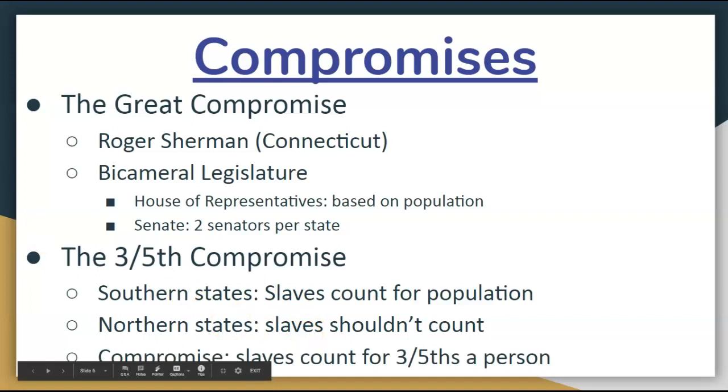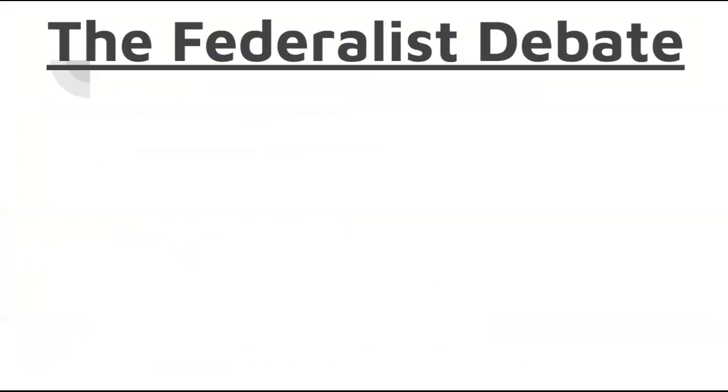The compromise is that each slave would count as 3/5 of a person towards a state's population. Please realize I am not saying that slaves count for 3/5 of a vote. Slaves count for 0 of a vote. They cannot vote. Slaves only count as 3/5 when you're determining how many people live in that state, which determines their representation in the House of Representatives. 3/5 is the compromise.